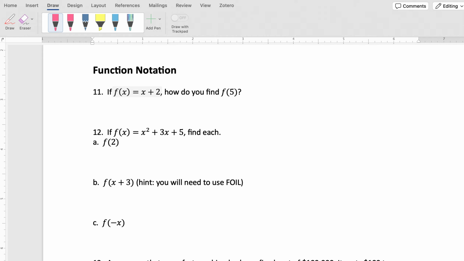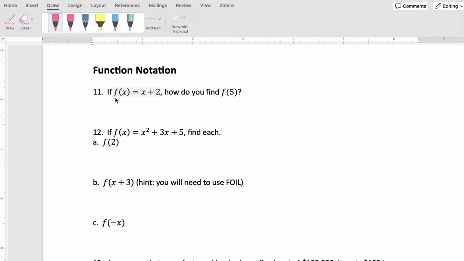In this video, we're going to talk about function notation. So question 11 says if f of x equals x plus 2, how do you find f of 5? The parentheses in function notation tell you what you're plugging in for the variable. So the 5 that's here in parentheses tells me that I'm going to plug in 5 for x.